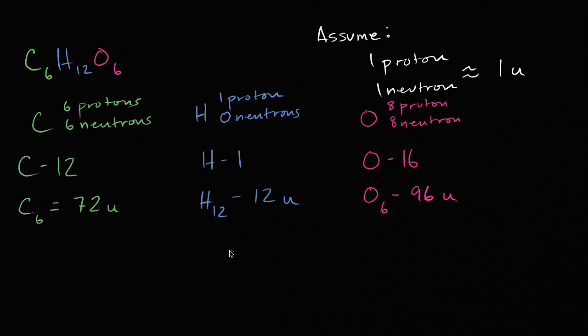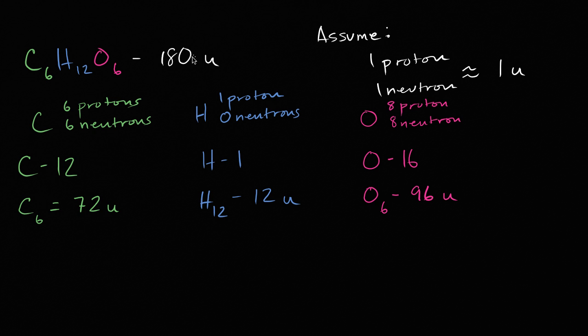And so what's the mass of a molecule of glucose? Well, if we assume these numbers right over here, it's going to be 72 plus 12 plus 96. I'm just adding the mass of the constituents. And that's going to be, what is that? 84 plus 96, which is 180. So this right over here is 180 atomic mass units, or 180 Daltons. Now let's try to answer our question.